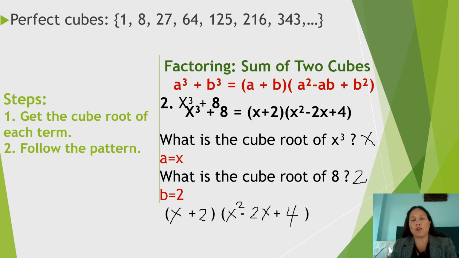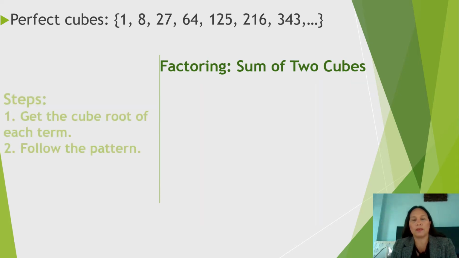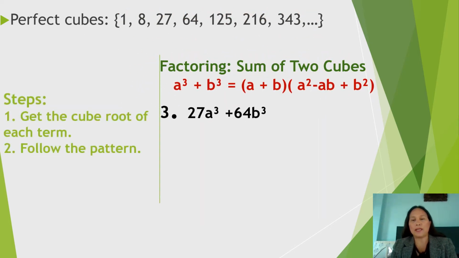That's the factored form of x cubed plus 8: the quantity x plus 2 times the quantity x squared minus 2x plus 4. Okay, let's have another one.